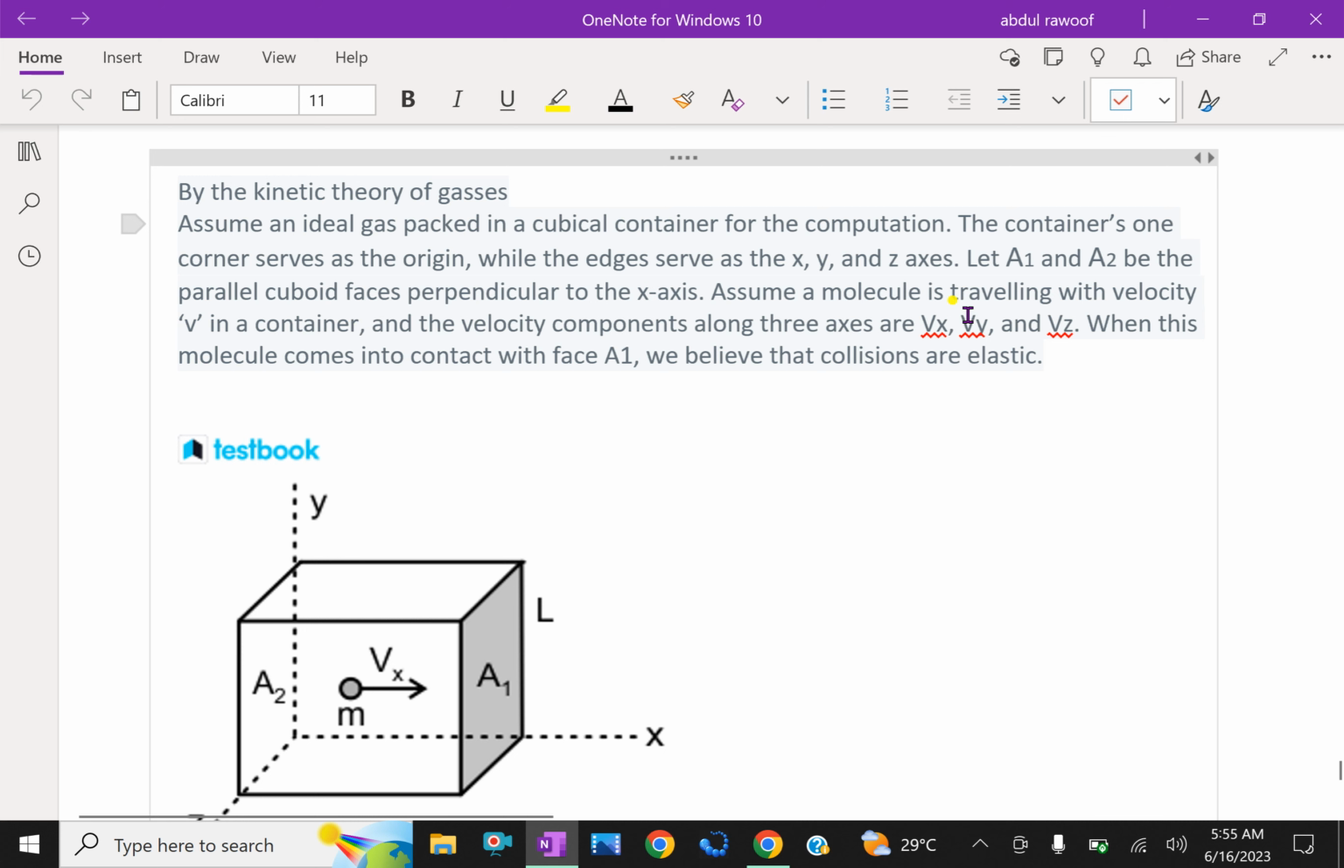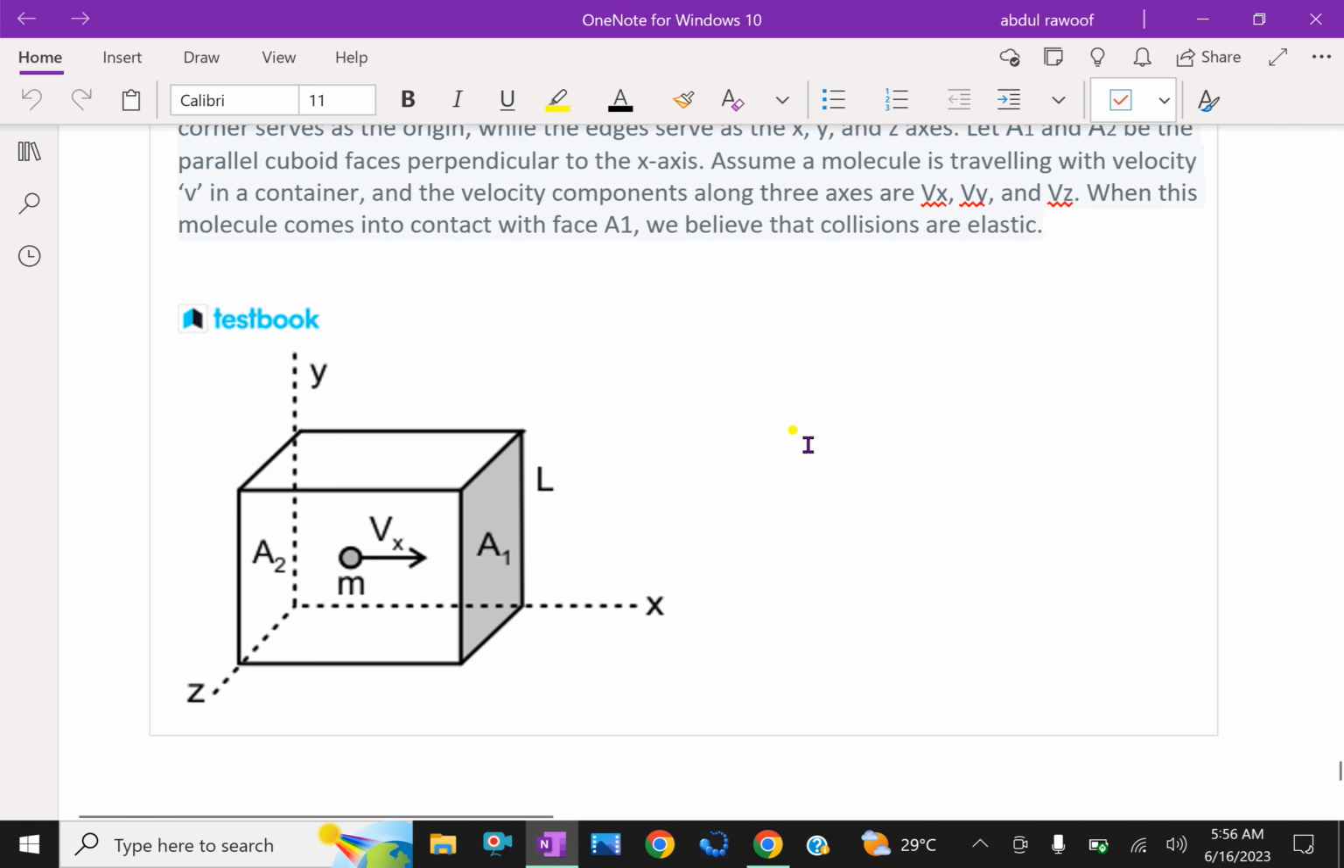Assume a molecule is traveling with velocity v in the container, and the velocity components along the three axes are vx, vy and vz. When this molecule comes into contact with face A1, we assume the collision is elastic. Now we'll derive the equation.